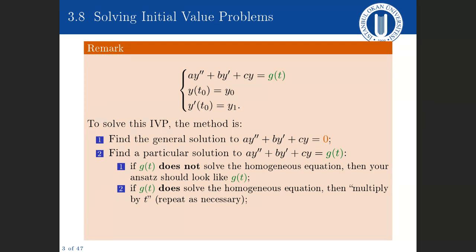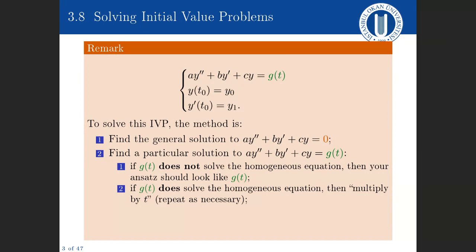If our function g of t does not solve the homogeneous equation, then we would expect our ansatz, our mathematical guess, to look like g of t. So if g of t is an exponential function, we're going to use the same exponential function in our ansatz, just with different numbers in. If it's a cos function, we'd expect to also have a cos function, but anytime we have cos, we also have to have sine as well, and so on.